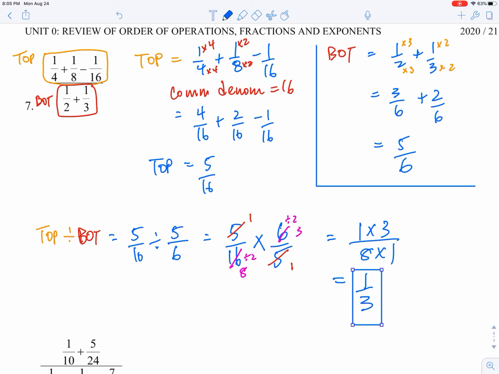And I don't think that's the answer at the bottom of the page. You know what? I must be tired. Top is 3, 1 times 3. Bottom is 8. Sorry about that. And we get 3/8.